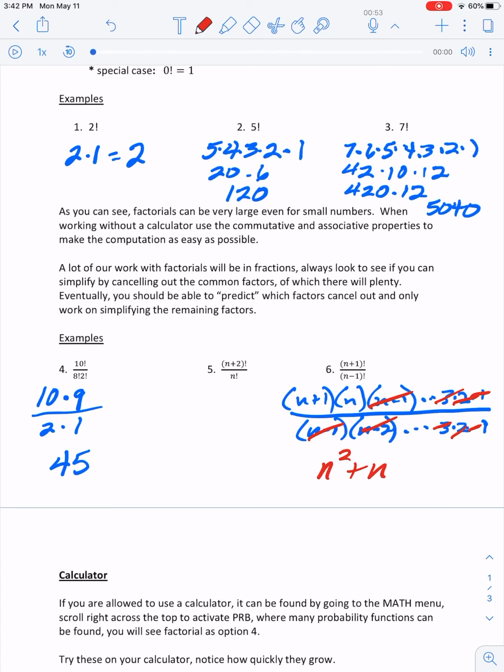So again, just start with whatever the number is that's originally given in the factorial, and then just start multiplying by one integer less than that until you get down to 1. And again, if it's in a fraction format, you're going to see a lot of things canceling out. Okay.